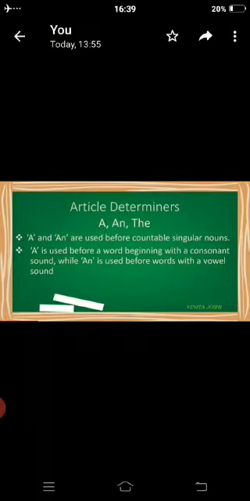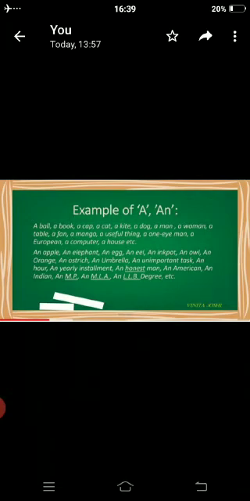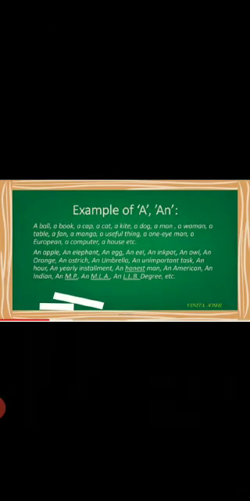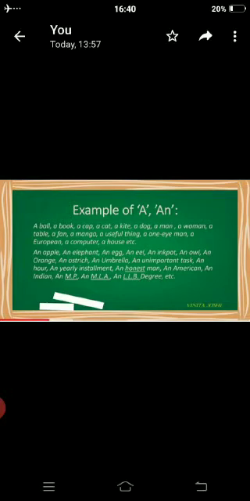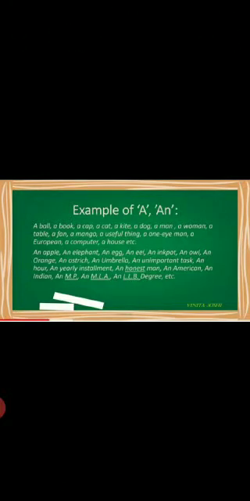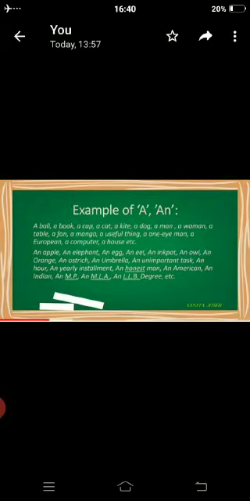So examples of A and AN are like a ball, a book, a cap, right? A kite, a dog, a man, a woman, a table, a fan, a mango, a useful thing. So let us see this example, students. The word useful begins with U, but even then A is to be used. The reason being those words which give a YU sound. Before those words, article A is used.